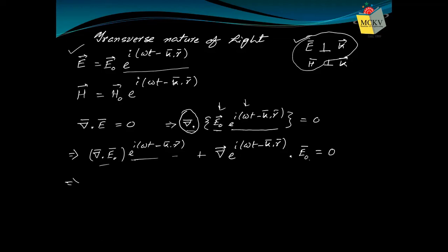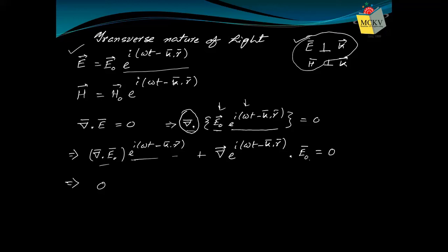Next, del dot E naught, the divergence of a constant. What is del? Del is i del/del x, del/del y, etc. When it operates on a constant, what will be the value? 0. Del/del x of E naught, E naught is constant, so 0. Del/del y of E naught, 0. Del/del z of E naught, 0. Because E naught, though it's a vector, is a constant vector. So the first quantity gives us 0.